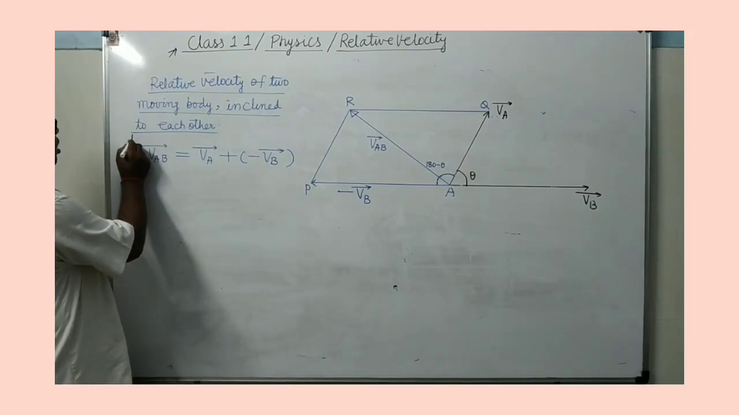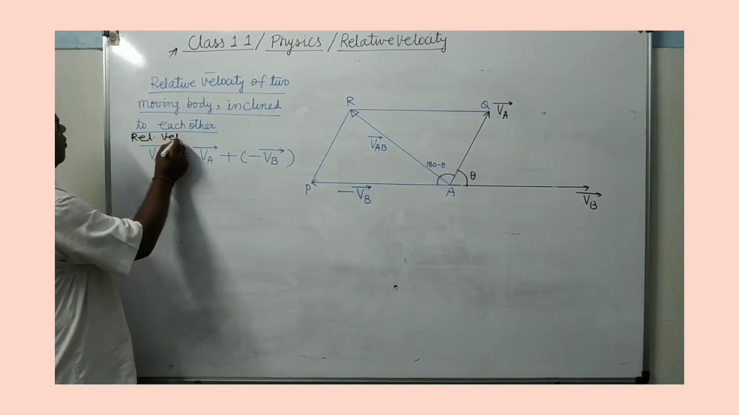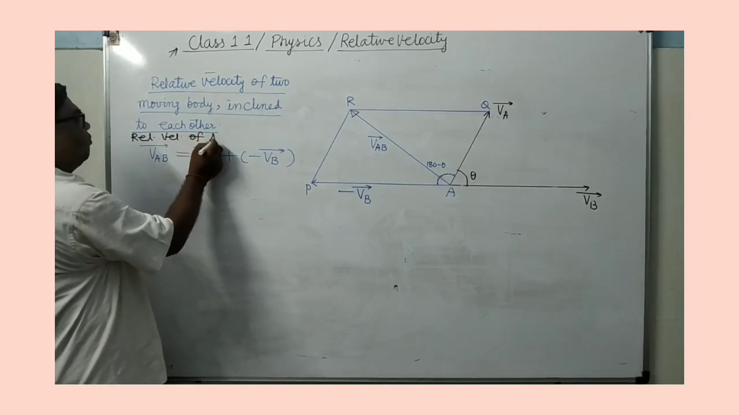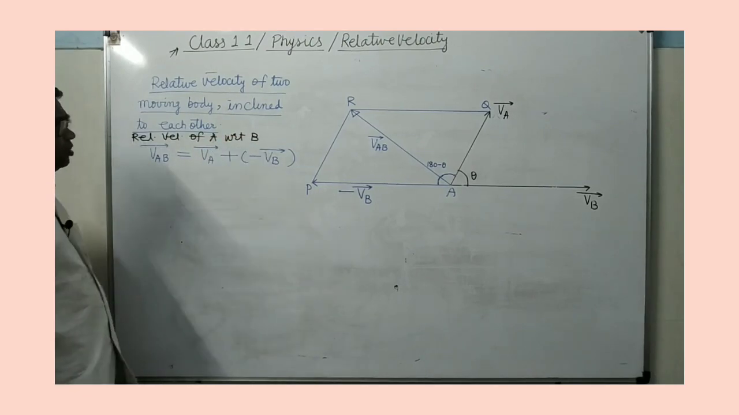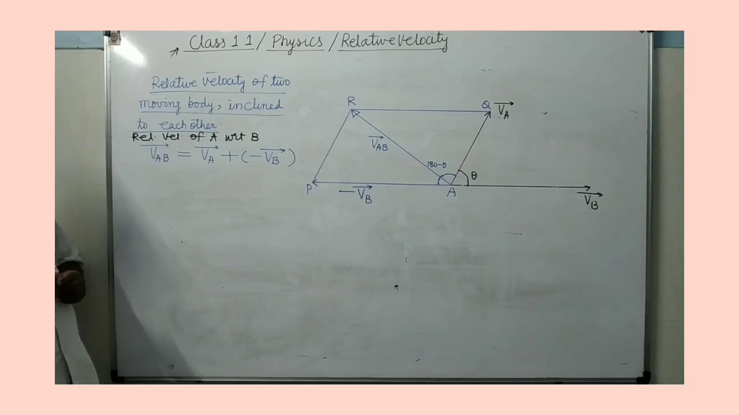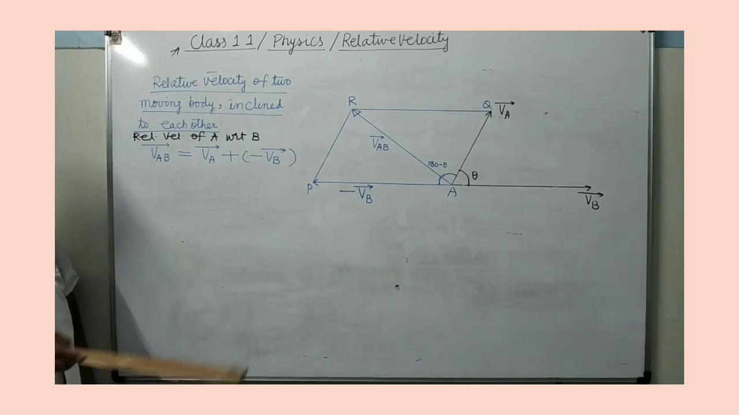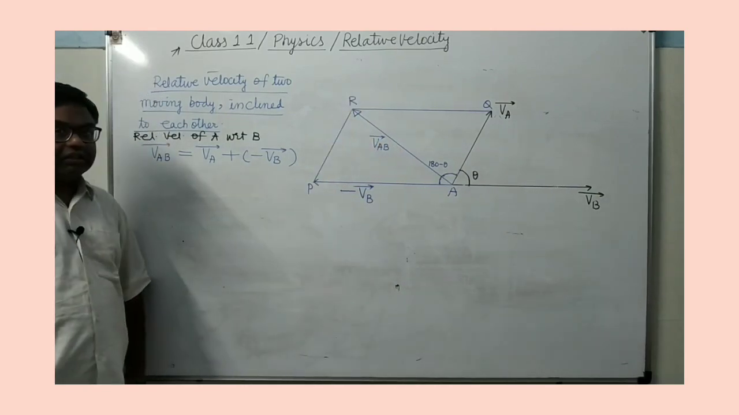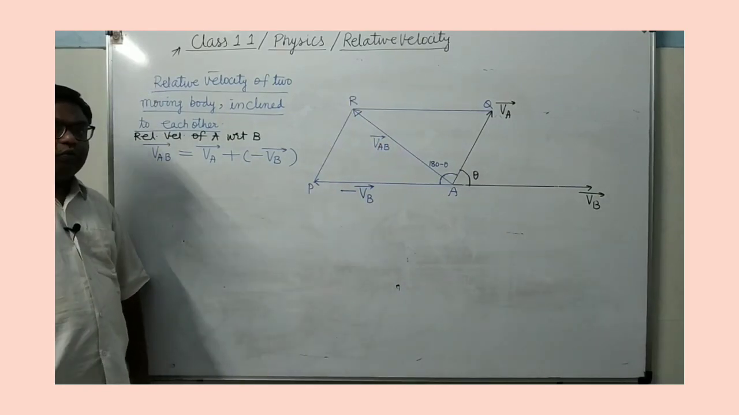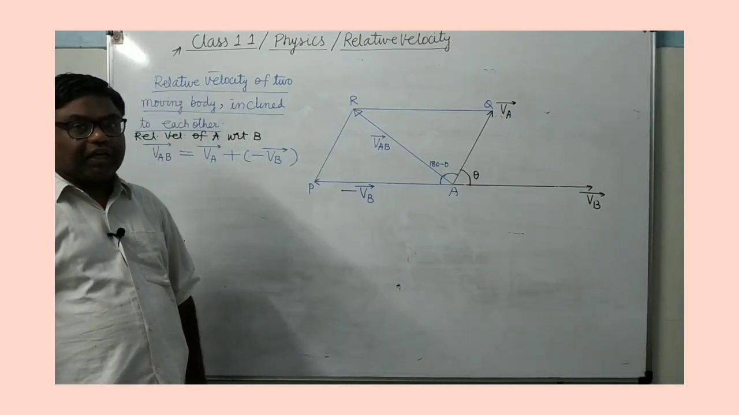Relative velocity of A with respect to B. So how can you find the relative velocity of A with respect to B? You will apply the same procedure. To the velocity vector of A, you will add the negative velocity vector of B. It's clear. What will be the negative velocity vector of B? Equal in magnitude to it and opposite in direction.